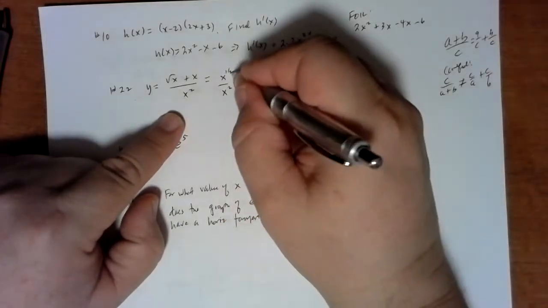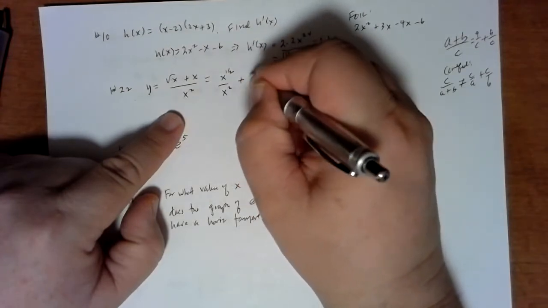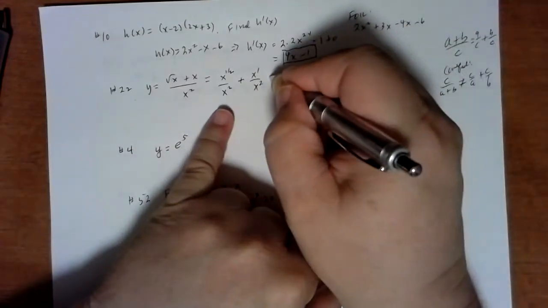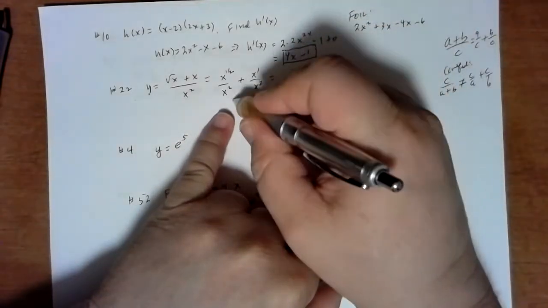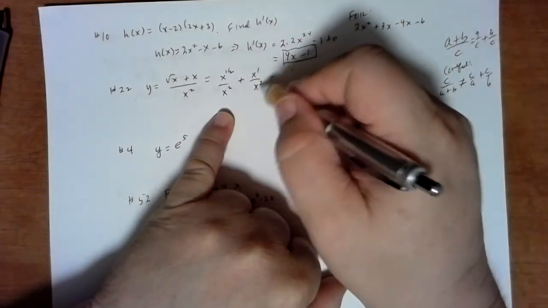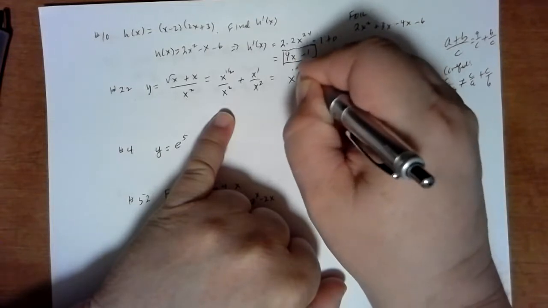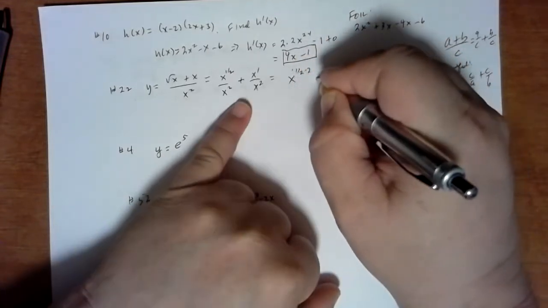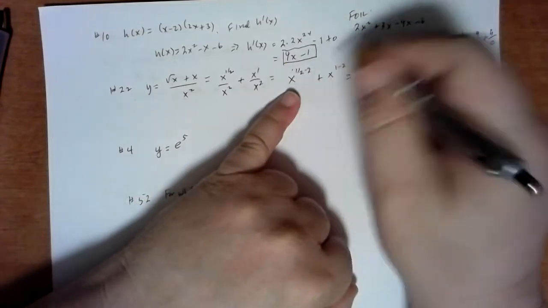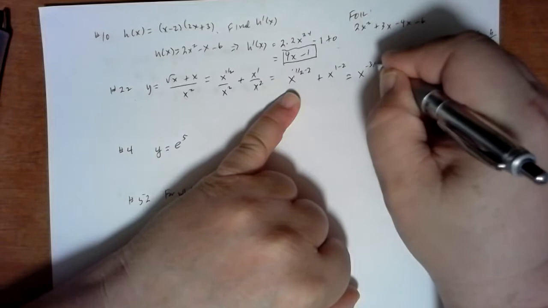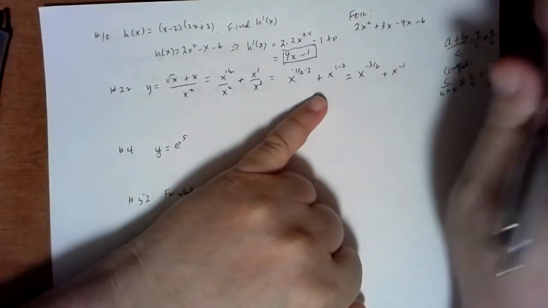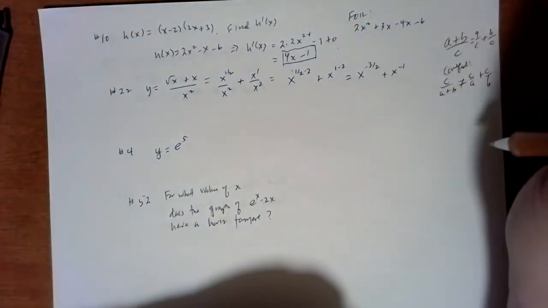So in this case, we can write x to the 1/2 over x squared plus x to the 1 power over x squared. Now I can go ahead and write this as x to the n power in both cases. So this would be x to the 1/2 minus 2 power plus x to the 1 minus 2 power. That would be x to the minus 3/2 power plus x to the minus 1 power. And notice I haven't done any derivatives yet. This is just rewriting the function.